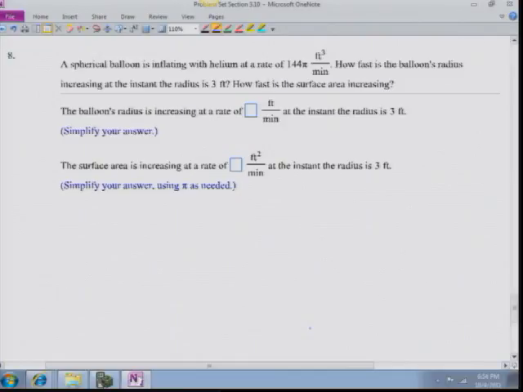A balloon is inflating with helium at a rate of. How fast is the balloon's radius increasing at the very instant that the radius is 3 feet? And then how fast is the surface area increasing? Okay.